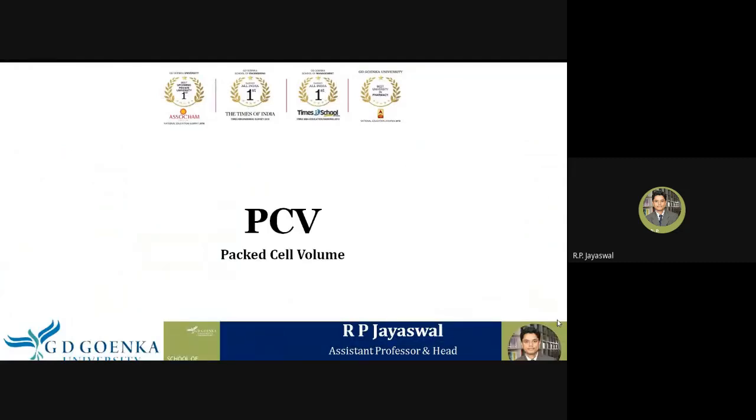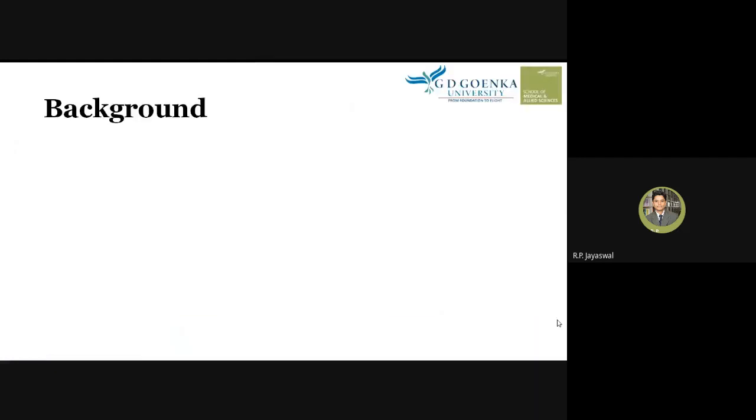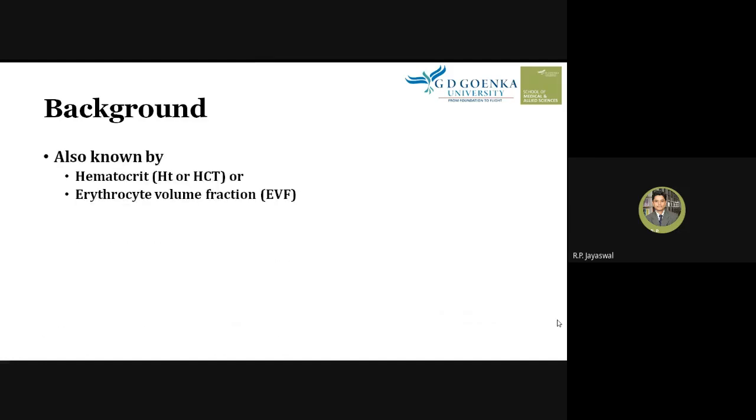So hello students, we are learning packed cell volume as an experiment in the general hematology practical course. So here we'll know about what is packed cell volume. Let's know some basic background about the packed cell volume test. This test is also known as hematocrit.